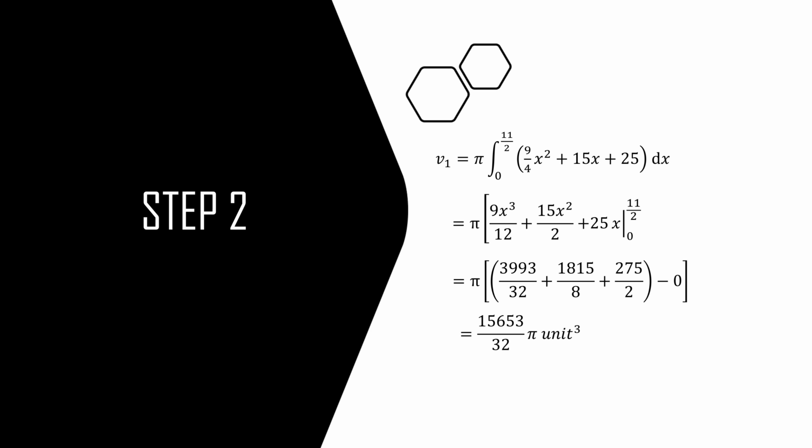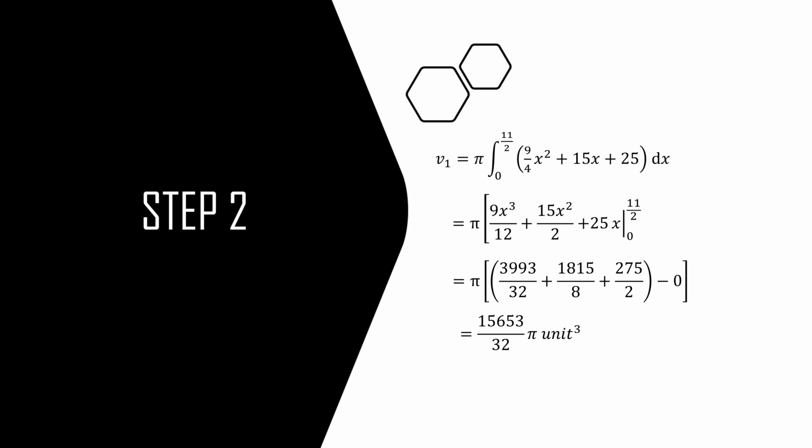Now we can obtain the value for V1 by substituting the y squared that we got. So V1 equals pi integral from 11 over 2 to 0 of (9 over 4 x squared plus 15x plus 25) dx. So pi times (9x cubed over 12 plus 15x squared over 2 plus 25x), with upper limit 11 over 2 and lower limit 0.